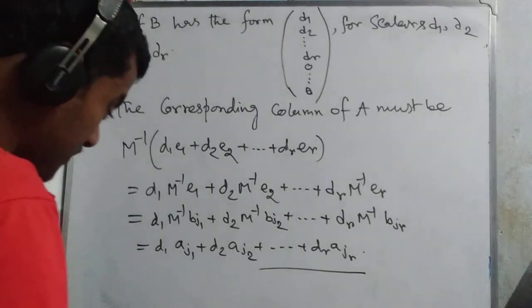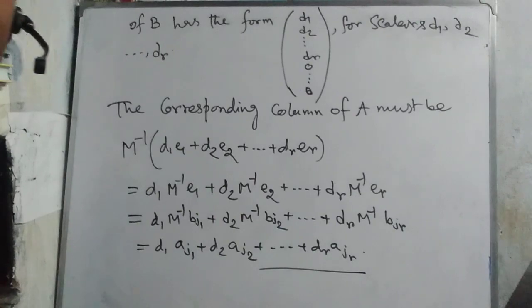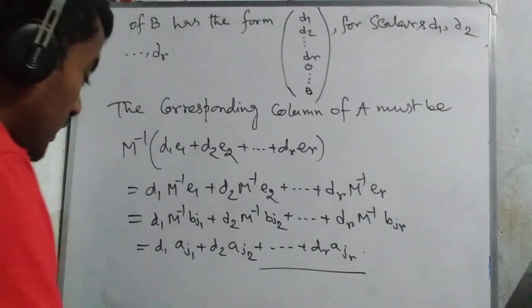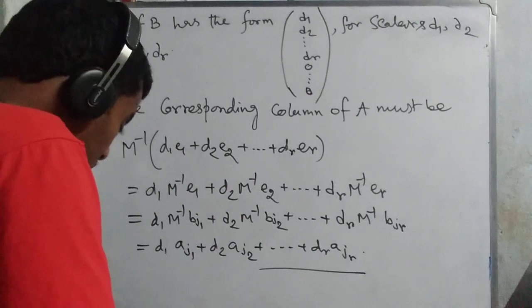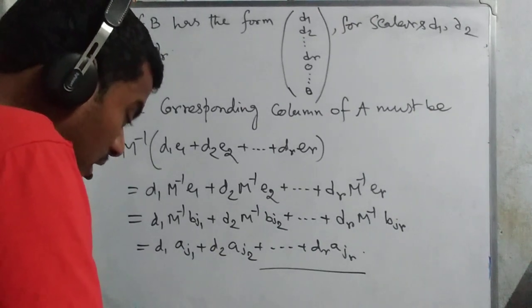We also give an interpretation of the reduced row echelon form. So today I stop here.